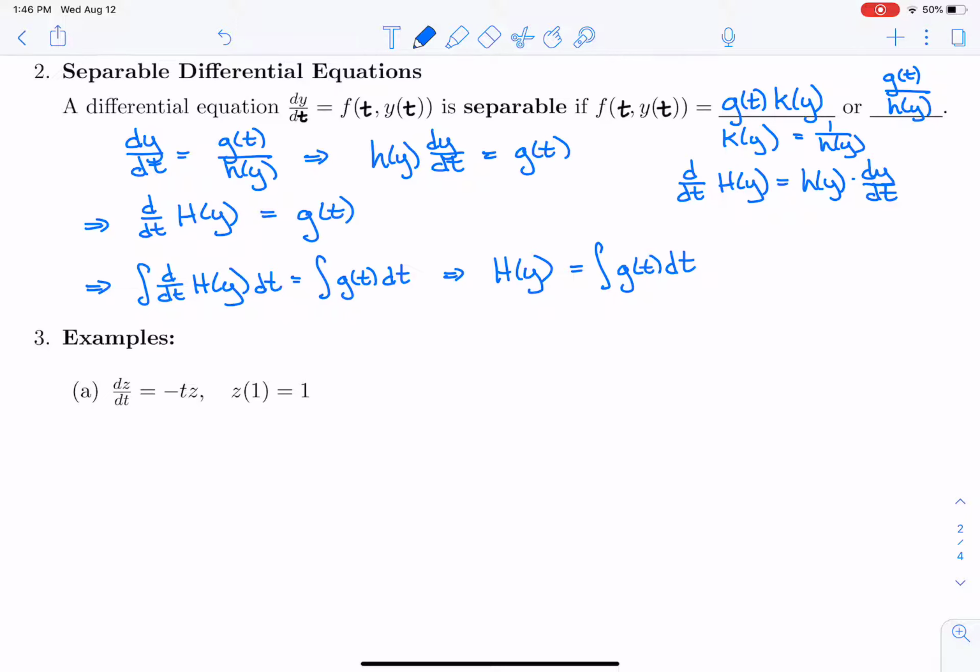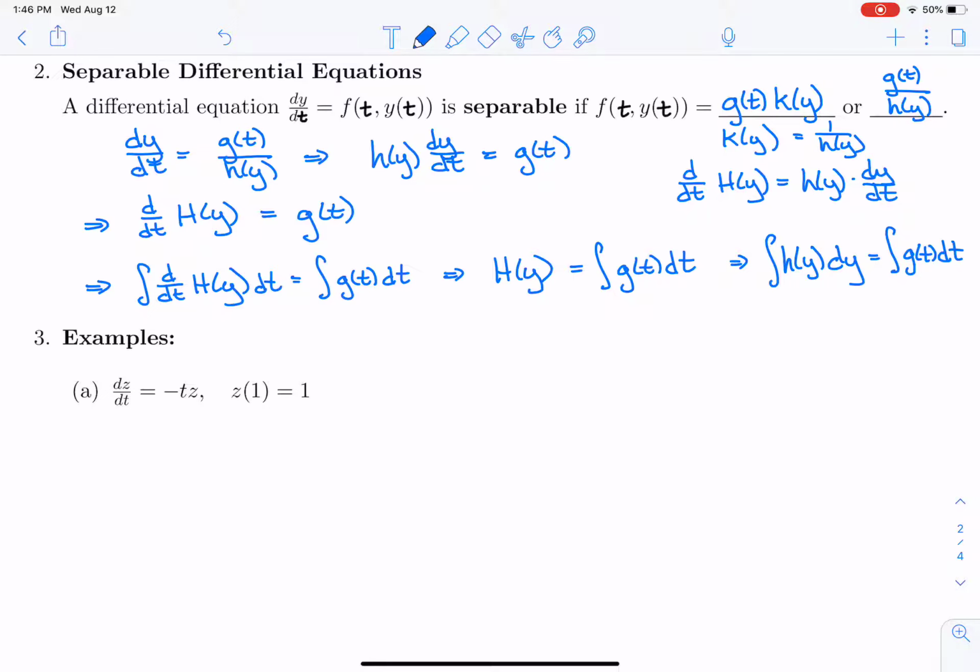But what is capital H of y? Capital H of y is the antiderivative of lowercase h, dy. So we're saying that the antiderivative of h of y dy is equal to the antiderivative of g of t dt. And so now you can see why I could kind of multiply by the dt. And so I can do that on both sides.